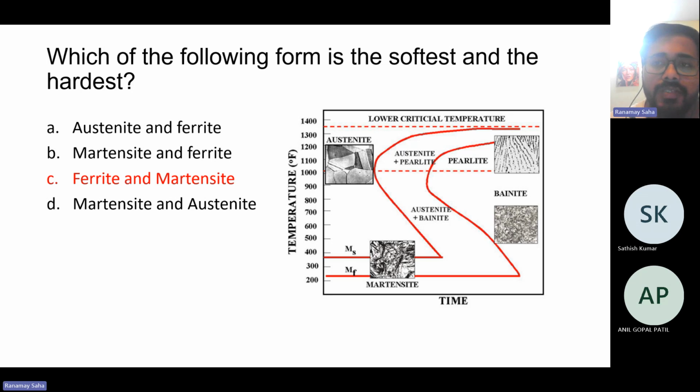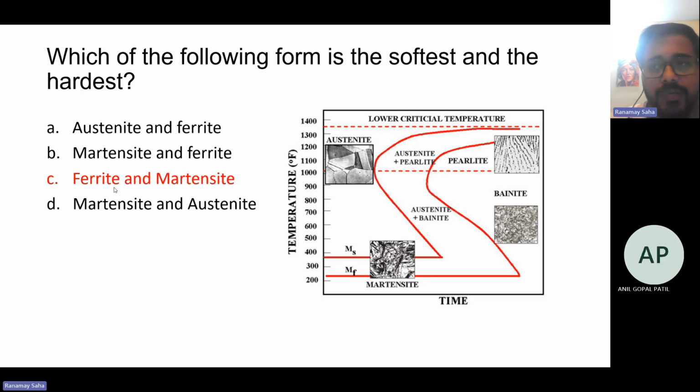Which of the following forms is the softest and the hardest material? So martensite, because of the grain structure we discussed, because of the very small uncrystallized grain structure from a high rate quenching process, that is the hardest one. Similarly, because of a very slow temperature reduction process, ferrite is actually the softest material of all, with the greatest amount of crystallization.